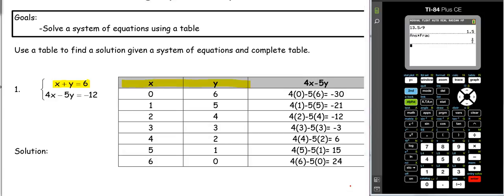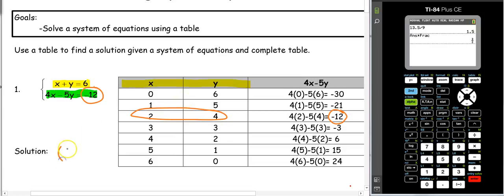And then the third column is going to represent your second equation. And in the third column, we're trying to use basically guess and check to find our answer. So we need to figure out where the answer is going to equal negative 12. So here the table's already completed for us and shows us all the work. So if we look, we see right here is negative 12, and that happens when x is 2 and y is 4. So our solution would be 2, 4.